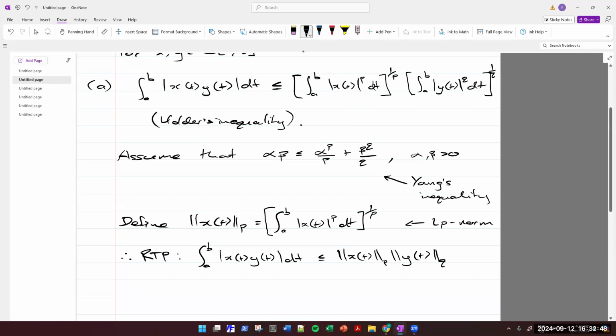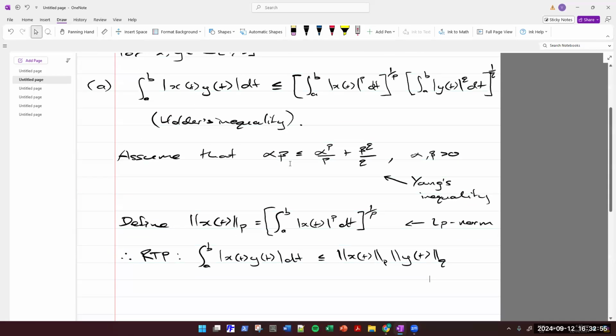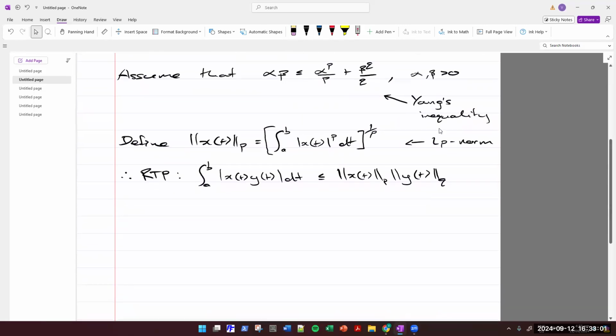Right, so one is p, one is q. So that is my target. That there is Holder's inequality, but written in a nicer way. And I'm assuming Young's inequality. So the trick is, the proof.